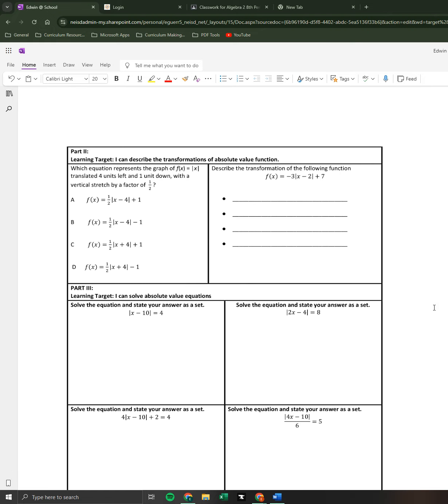And an extension of that is this. So if we see a function like this, which is the parent function, but it's translated 4 to the left, 1 down, and it's stretched by a factor of 1/2, then that means our function has to be, okay, well, it's stretched by 1/2, then it's x. 4 to the left means a positive 4, actually. Finally, 1 down means minus 1. So if we look at all this, we see that this one's wrong, this one's wrong, this one's wrong because of the plus 1. So it has to be D.